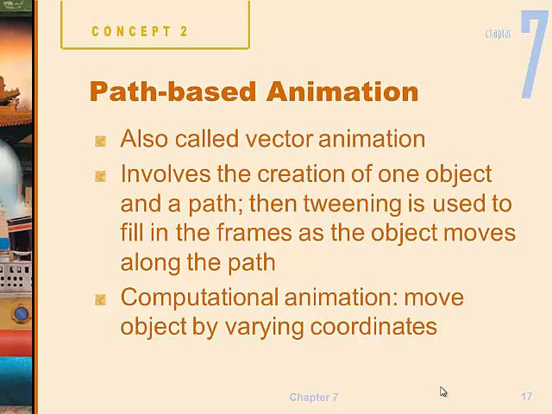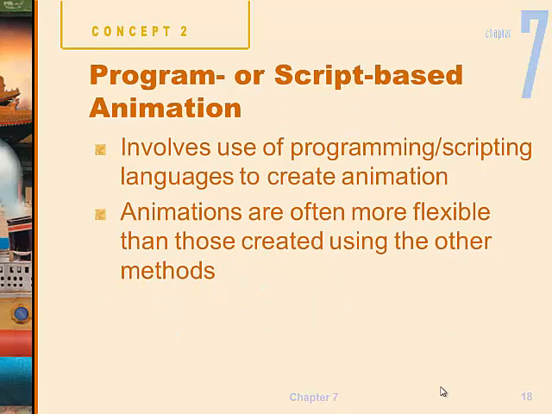Path-based animation, also called vector animation, involves the creation of one object and a path. Then tweening is used to fill in the frames as the object moves along the path. Computational animation moves the object by varying coordinates. A program or script-based animation involves the use of programming or scripting languages to create the animation. Such animations are often more flexible than those created using the other methods. In Flash, for those of you that have had 196, this would be using your ActionScript to create your animation.